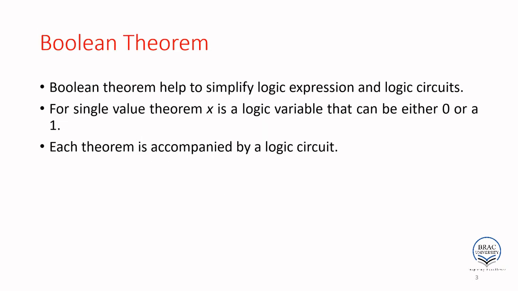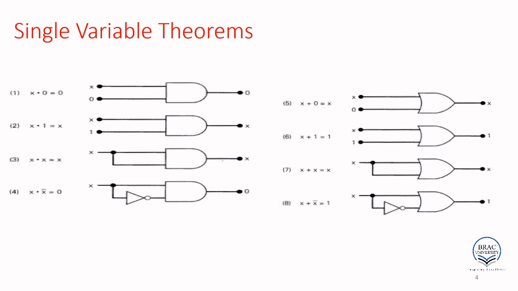Boolean theorems help to simplify logic expressions and logic circuits. For single-variable theorems, x is a logic variable that can be either 0 or 1. Each theorem is associated with a logic circuit. This is called the single-variable theorem.